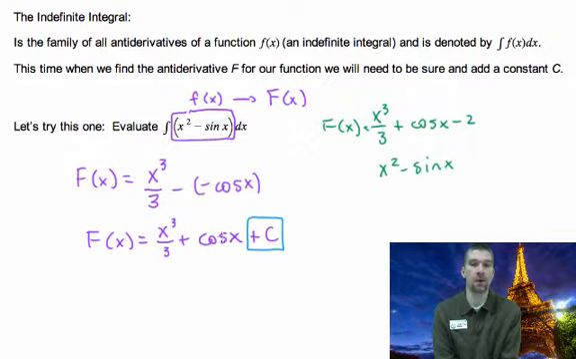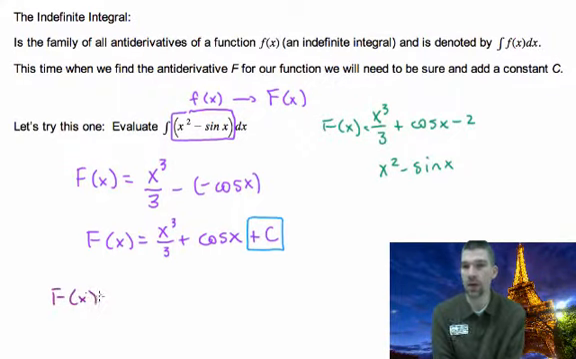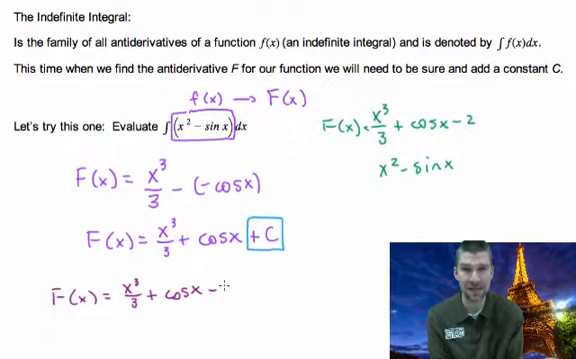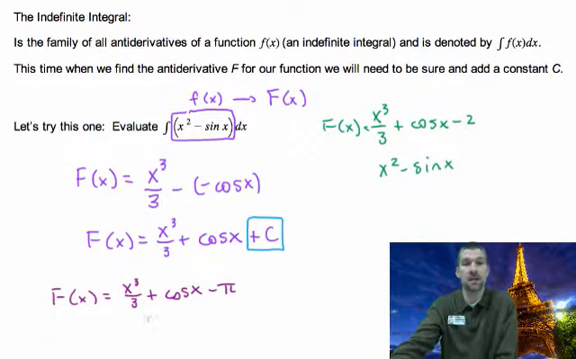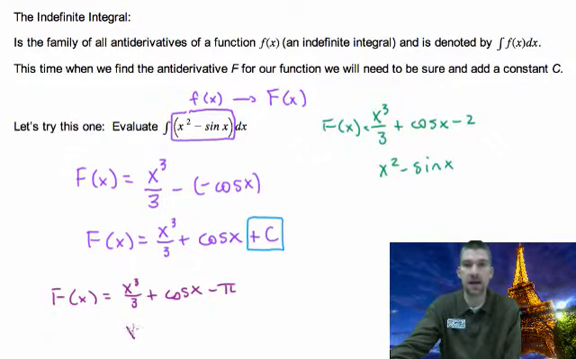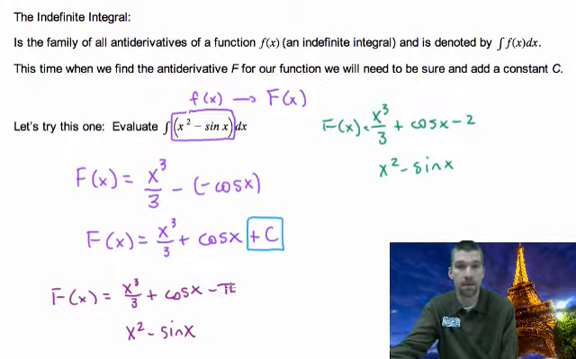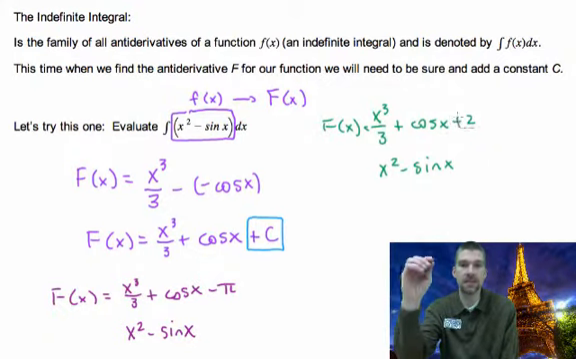Or we could look at another real quick example. Again, capital F of x equals x cubed over 3 plus cosine x. What if I added negative pi? And remember, pi is a constant, even though our brain doesn't want it to be. When I take the derivative of this, I get x squared minus sine x, and the derivative of pi is 0.